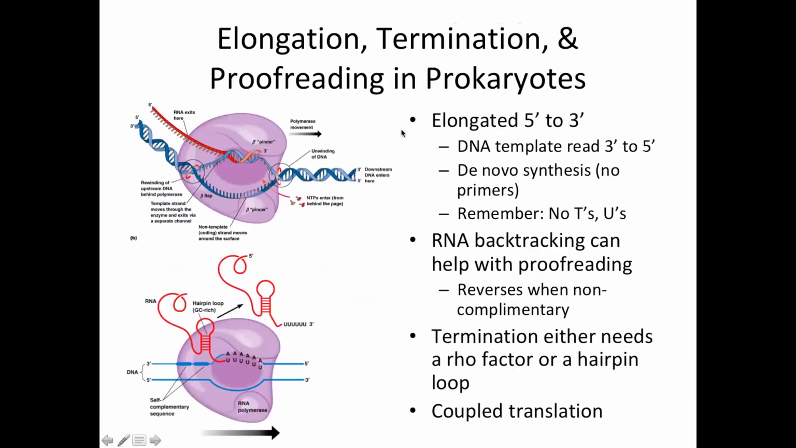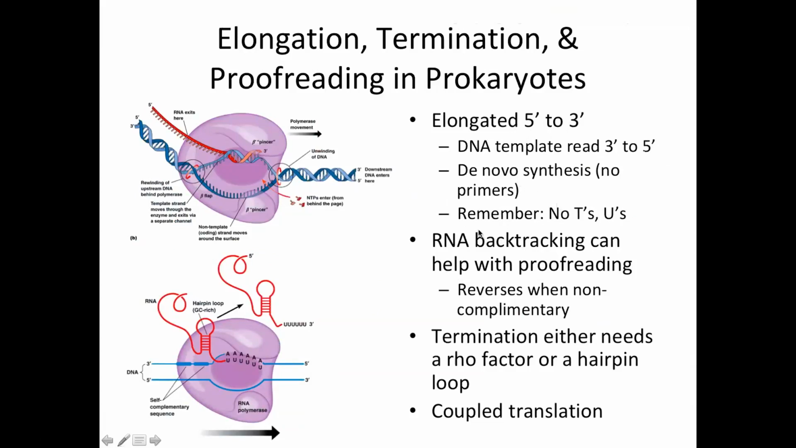And elongation is going to read the DNA in a 3' to 5' direction and create the RNA in a 5' to 3' direction. And this, unlike DNA polymerase, is de novo synthesis. So there are no primers involved. It can just bind and go. And remember, in the language of RNA, there are no T's. Instead, we use U's or uracil. Now, RNA polymerase is able to do some backtracking to help with proofreading, so it can reverse and move forward to help with that error detection.